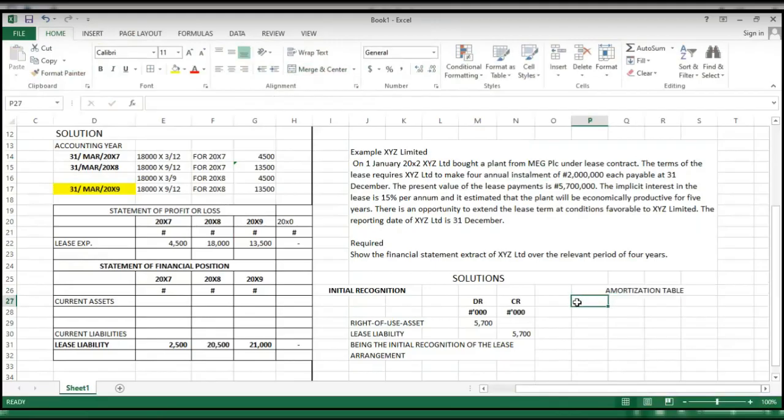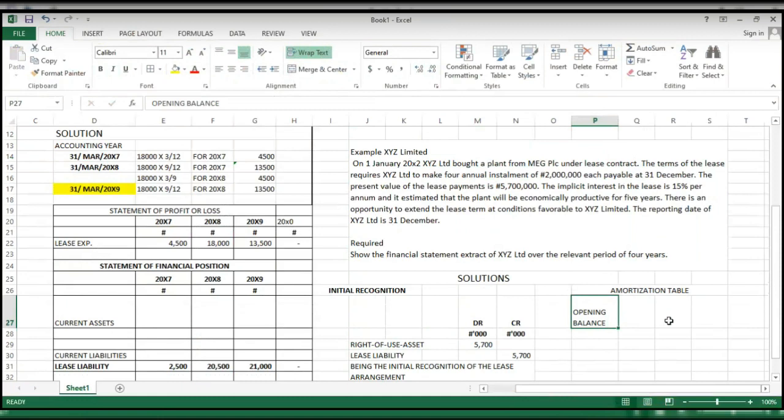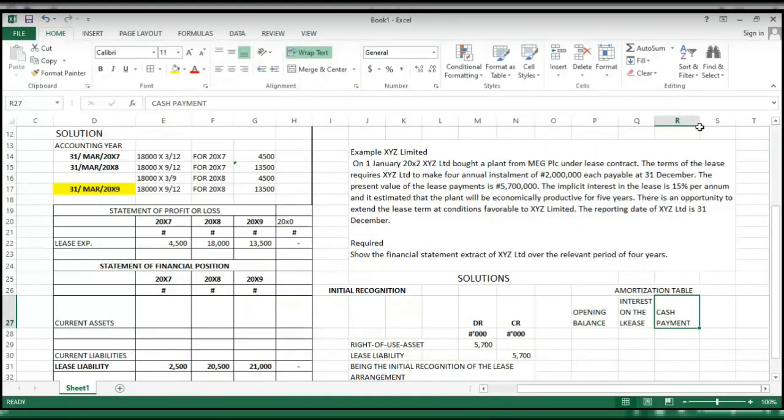So in our amortization table, we have the opening balance. Don't forget, the amortization table is done for the lease liability. It will have the opening balance, then the interest on the lease, then the lease payment, the cash payment, the cash that the person pays. Then it will have the closing balance of the lease liability.